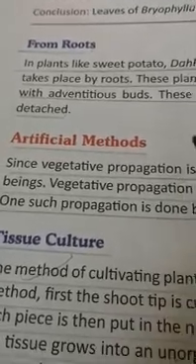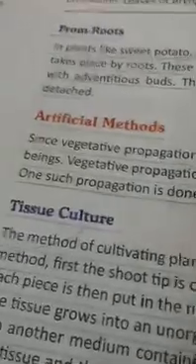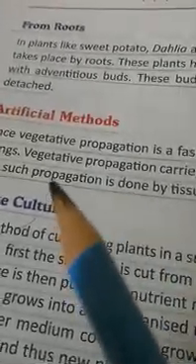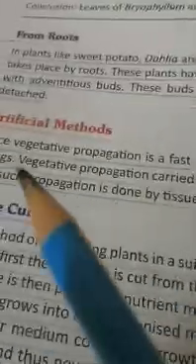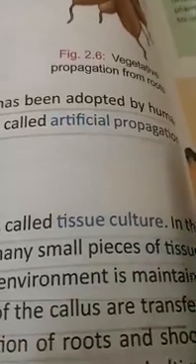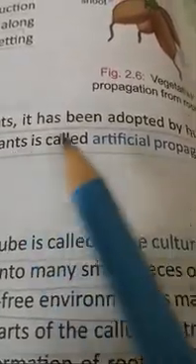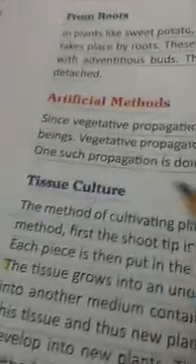Now artificial method. Since vegetative propagation is a fast method of reproduction in plants, it has been adopted by human beings to produce new plants. So the vegetative propagation carried out by humans to grow plants is called artificial propagation. Wherever human interference is there, if man makes something, it is called artificial.